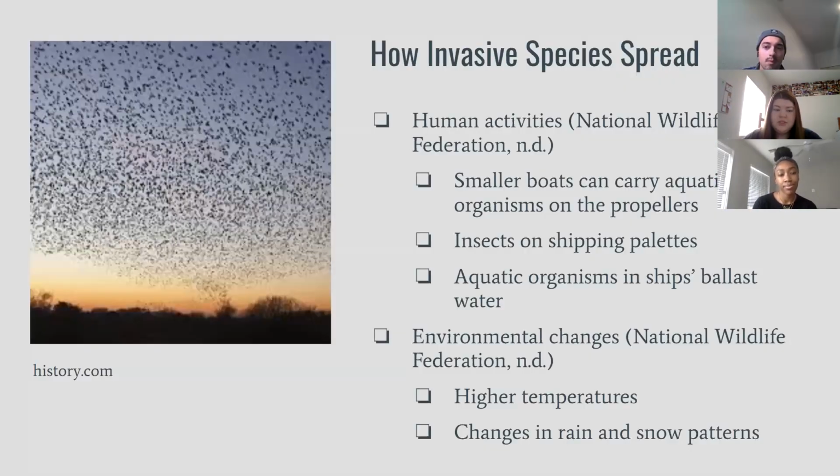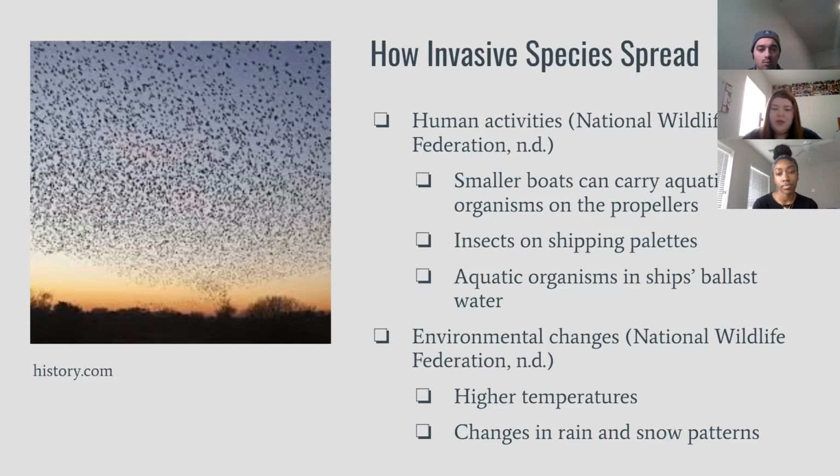And then invasive species spread very quickly, and there's a few ways that they spread, but the most common way is through human activities. So with boats, aquatic organisms can attach themselves to the propellers of smaller boats, and they can also get in the ship's ballast water. When they travel from area to area, they get released from their initial area into the new area that they reach. Also, with shipping pallets, insects and smaller organisms can attach themselves to any kind of shipping material that we use to ship from one area to another. So that's another way that they can travel.